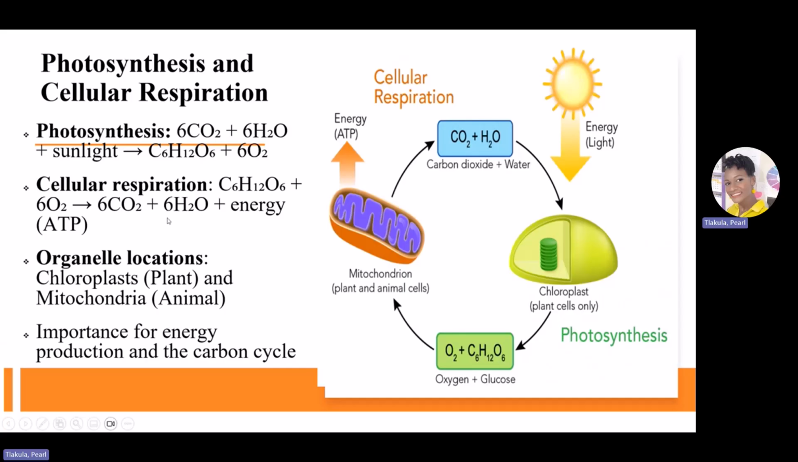So you must also learn about the organelle, where it's located, the chloroplast, where it is located within the plant, and the mitochondria, where it's located within the animal, and also link it to the energy level that we spoke about. For example, the importance of energy production within the carbon cycle or the nitrogen cycle as well. That will help you a lot.